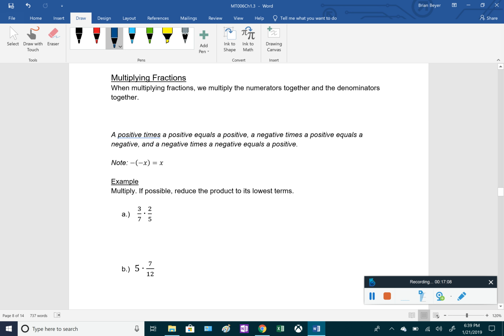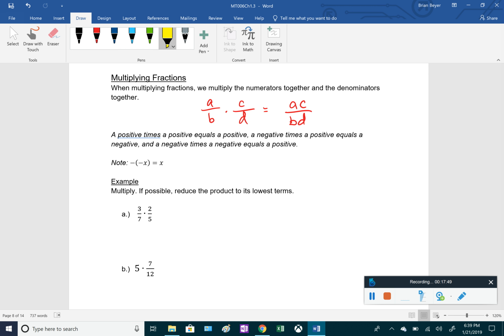So now let's get into multiplying, dividing, and adding and subtracting fractions. We'll start with multiplying because it's actually the easiest one. In multiplying fractions, we multiply numerators together and we multiply denominators together. So if we have something like A over B times C over D, we would multiply numerators and say that's A times C over B times D when you multiply denominators also. And then just keep in mind that a positive times a positive is a positive, negative times a positive is a negative, and a negative times a negative is a positive.